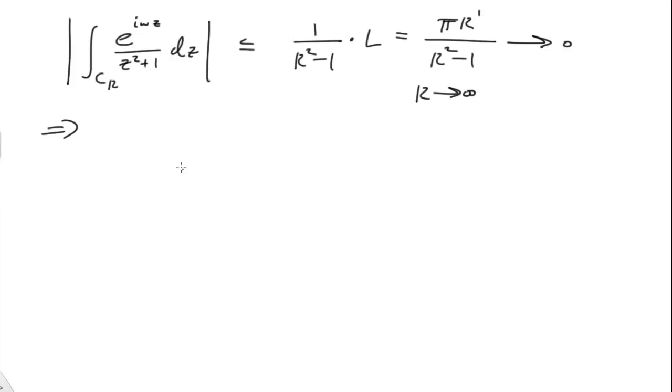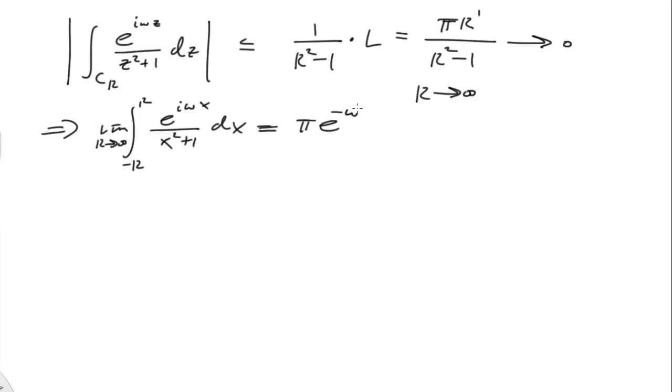In which case, we finally conclude that the limit as r goes to infinity of the integral from negative r to r of e to the i omega x over x squared plus 1 dx is going to be equal to what we had found from the residue theorem, pi e to the negative omega.